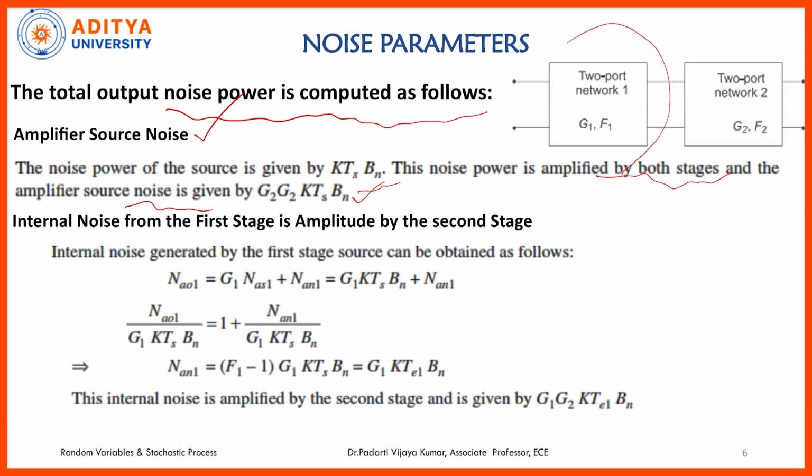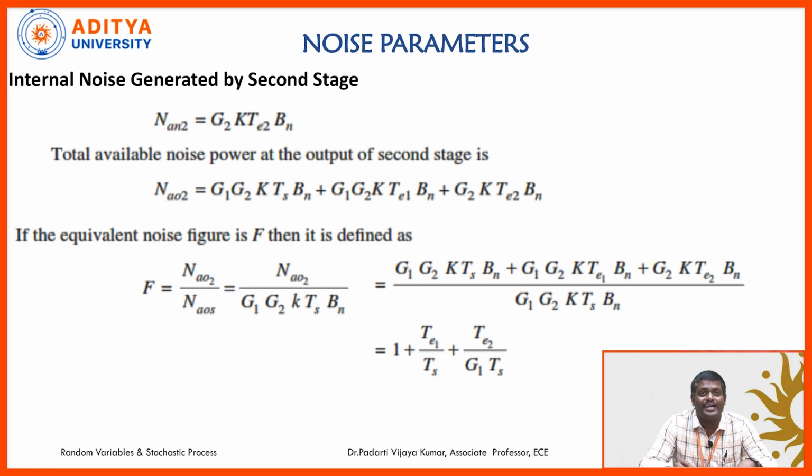And the first stage, internal noise generated by the first stage will be amplified at the second stage. So internal noise generated by the first stage is G1 NAS1 plus NAN1, and this is mathematically simplified and expressed like this. This internal noise will be amplified at the second stage by multiplying with gain G2. So internal noise will be generated by the second stage also.